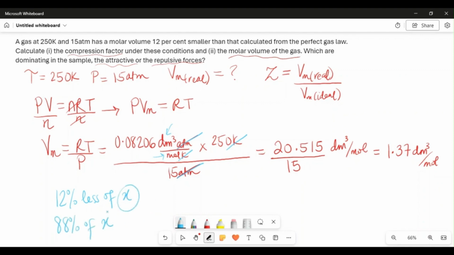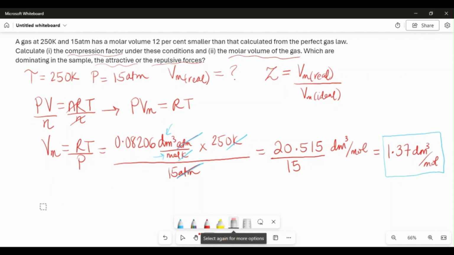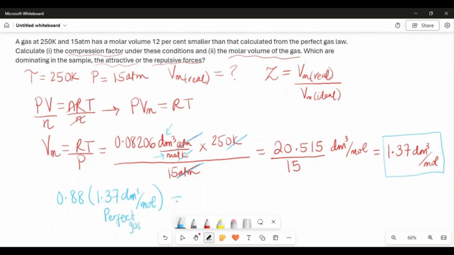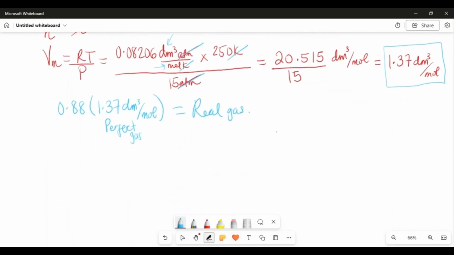So this X in this case is not an unknown. This X is what we just solved for, which is the molar volume of the perfect gas using the perfect gas law. So 12% smaller of this is the same thing as 88% of this. So when we go there, we're just going to have 88%, which is the same thing as saying 0.88 of 1.37 dm cubed per mole that we solved, which is for the perfect gas right here, is going to be what is the real gas, right? That we're actually solving for.